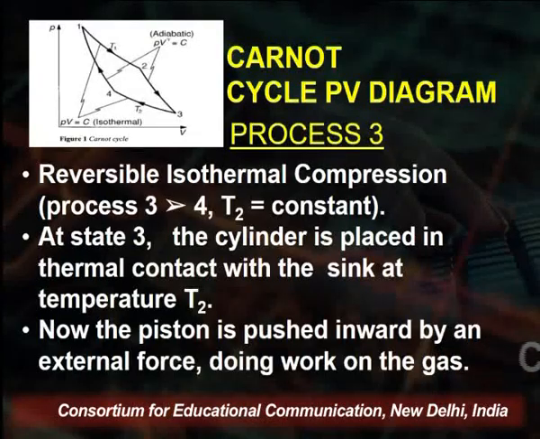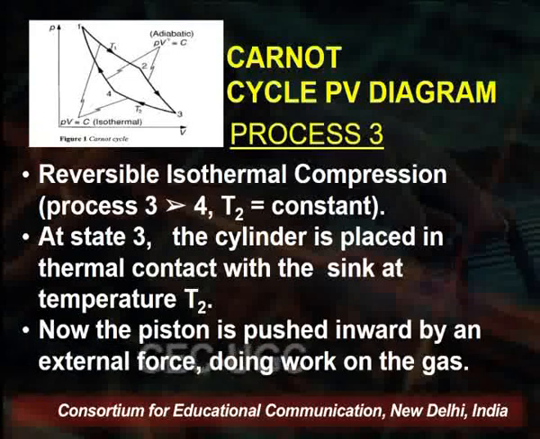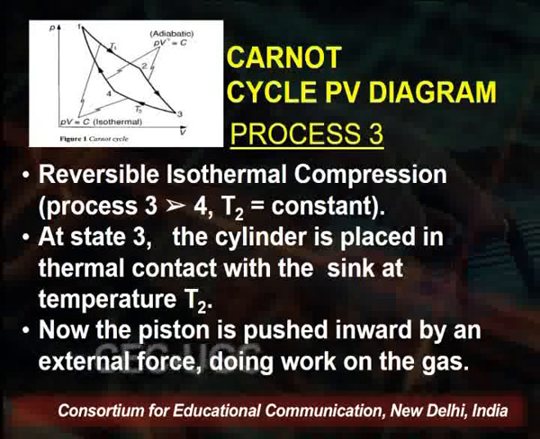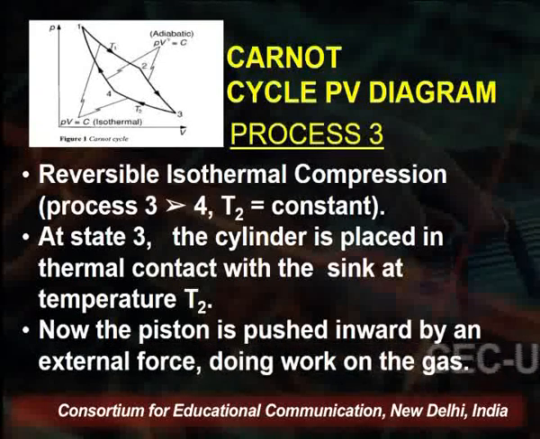Because this process is adiabatic in nature, no heat is being absorbed and no heat is being lost. Next, we come to process 3. Process 3 is the reversible isothermal compression. That is, the process which is taking the ideal gas from state 3 to state 4, keeping the temperature constant, and now the temperature is T2, which is the temperature of the sink.